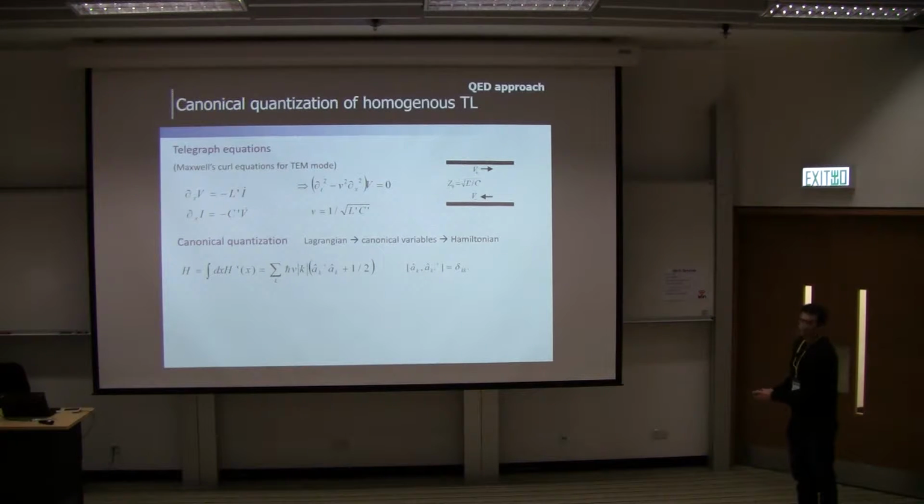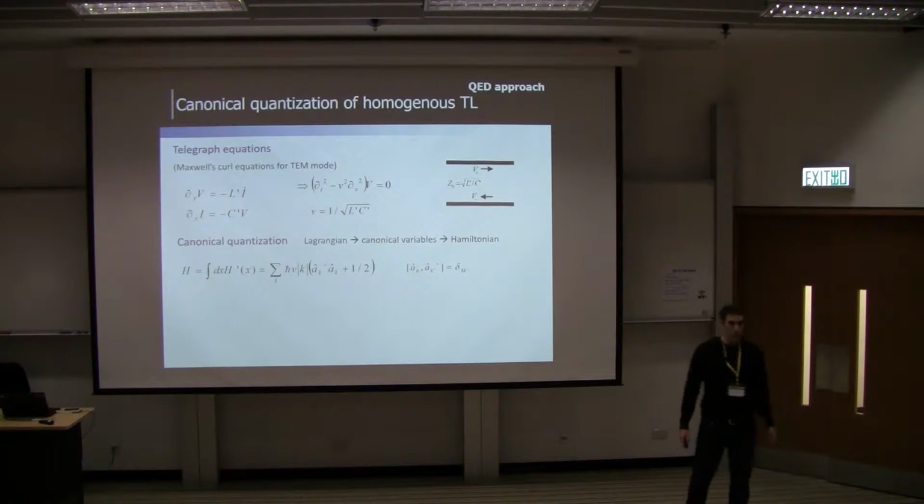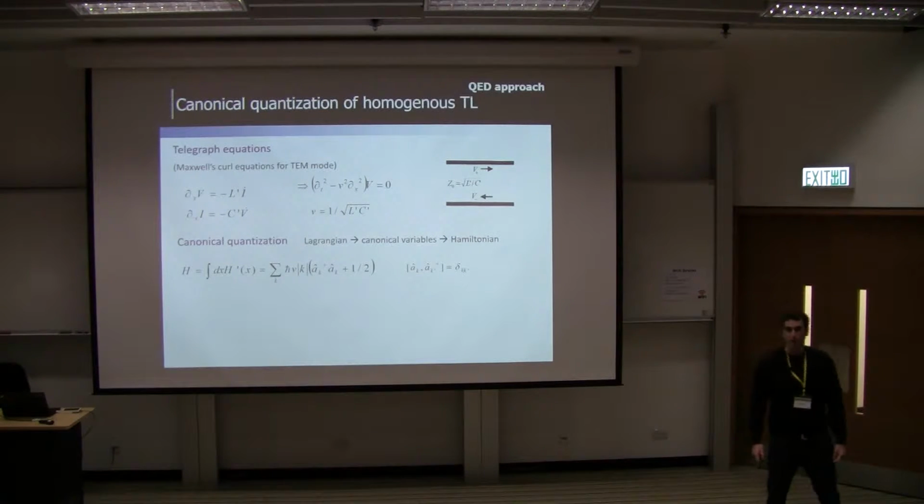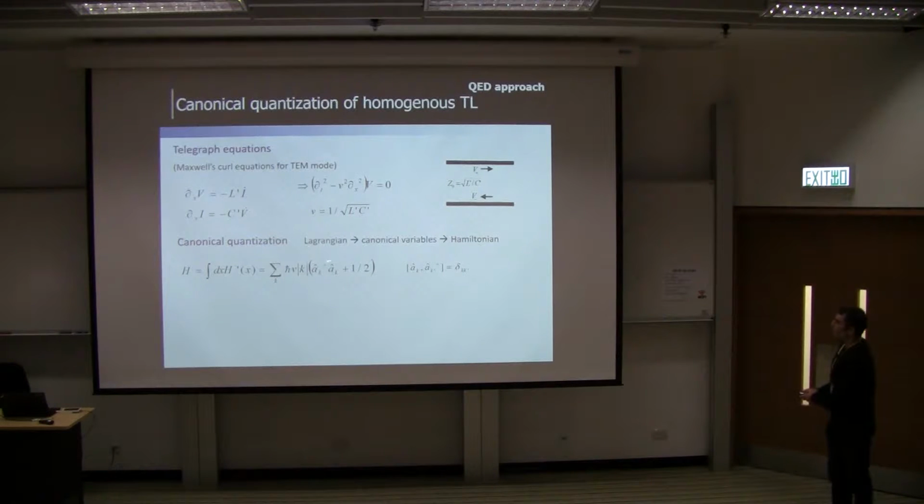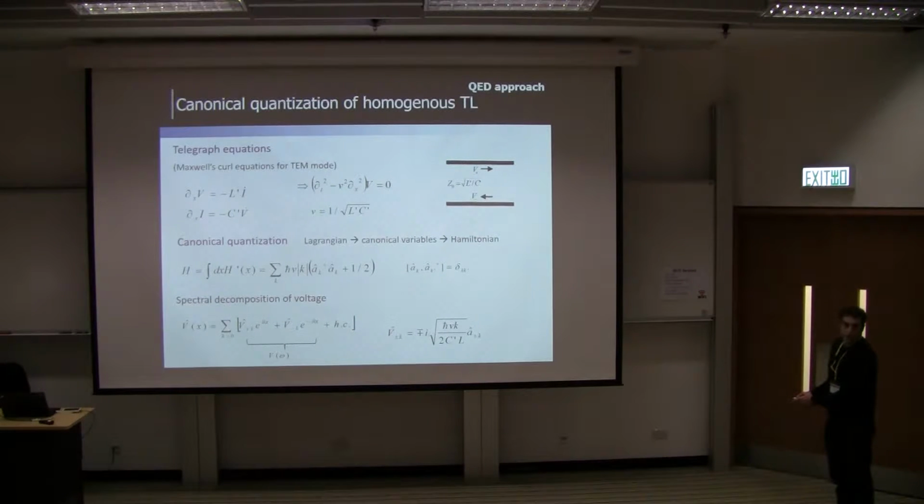This is routinely done in the field of circuit QED. But these guys like to work with fluxes and charges, and I like voltages and currents, so I just redid it, and it's the same result, so everything is okay. Basically, I take a Lagrangian that gives me this equation. I define canonical variables, I go to the Hamiltonian, and here you go, we have a Hamiltonian. And then I identify the voltage. I can write it in k space. For each k frequency, I have forward propagating, backward propagating, and of course Hermitian conjugate.